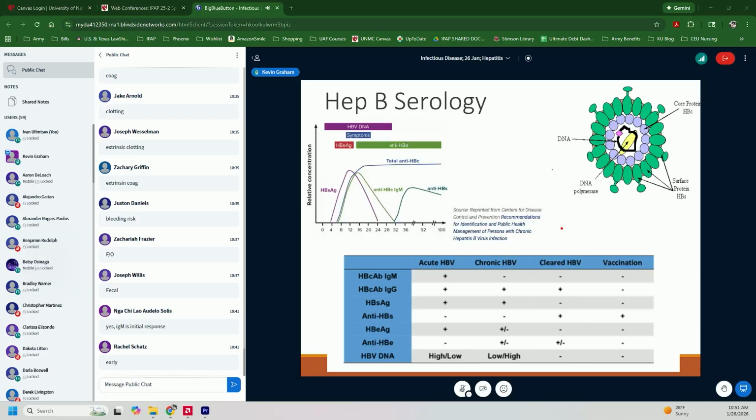When somebody gets the hepatitis B vaccine, we only introduce them to the surface. So if you get serology back that is only antibodies to the hepatitis B surface, or HBs, that's the only thing that's positive. That means that they have immunity, but it is from the vaccine and not a natural immunity.